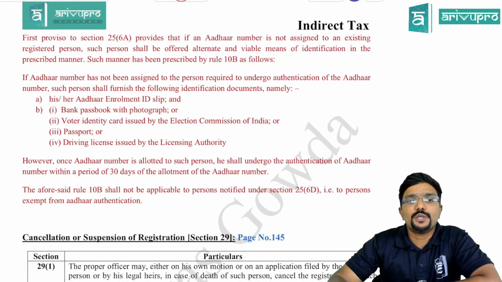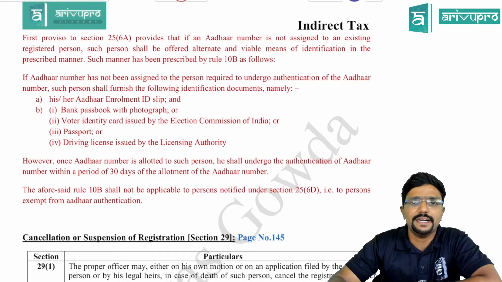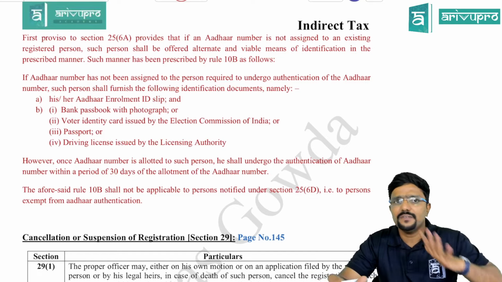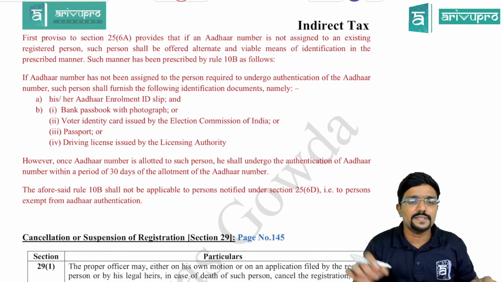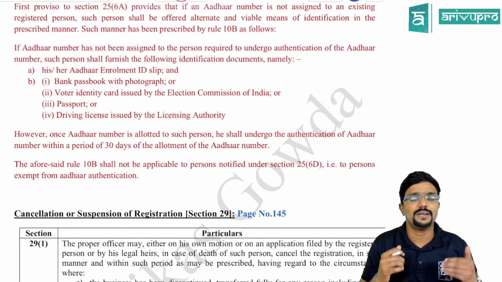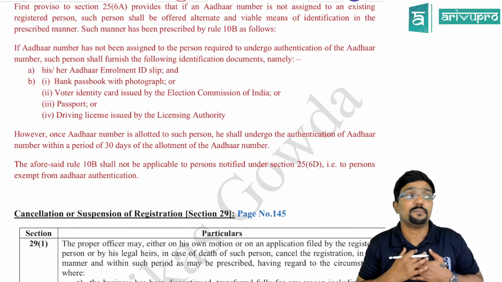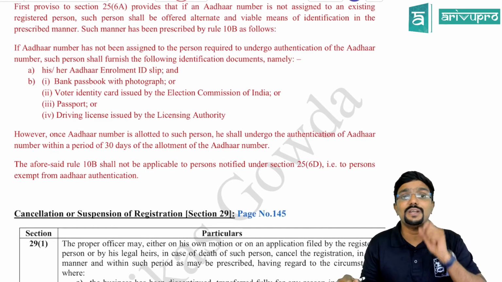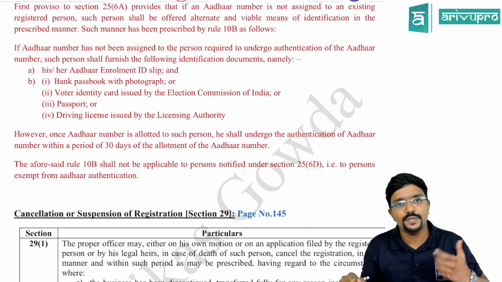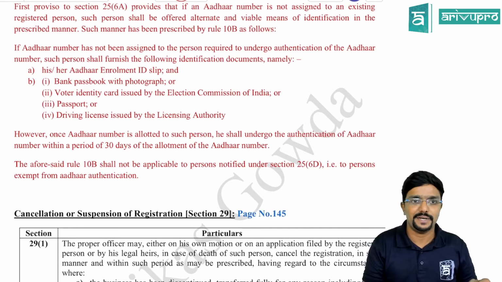First proviso to section 25(6)(a) provides that if Aadhaar number is not assigned to an existing registered person, such person shall be offered alternate and viable means of identification in the prescribed manner. Such manner has been prescribed by Rule 10B as follows. Means physical verification will be there. Along with physical verification, you have to give some documents. That is, sir, I don't have my Aadhaar number, but I have applied for Aadhaar. So you will have an Aadhaar enrollment ID, no? You give that along with any one document.